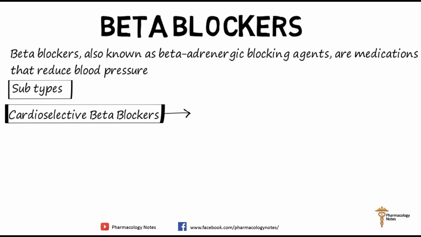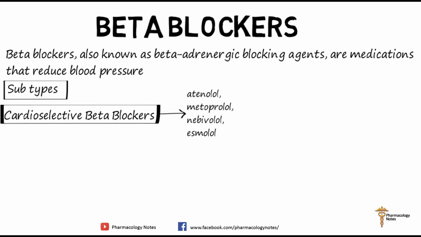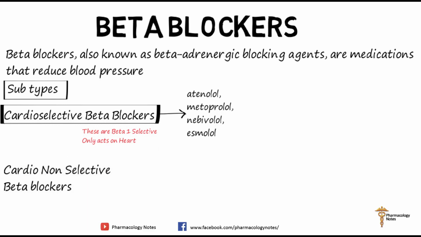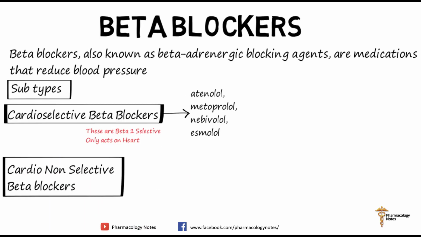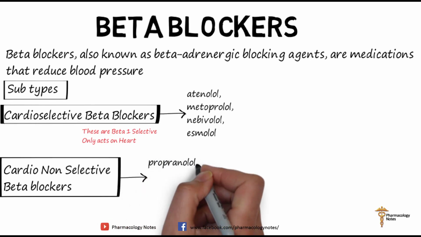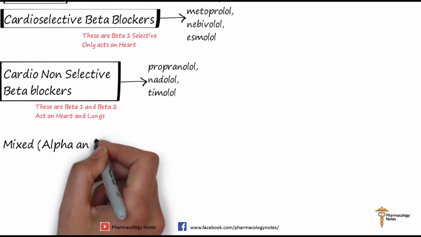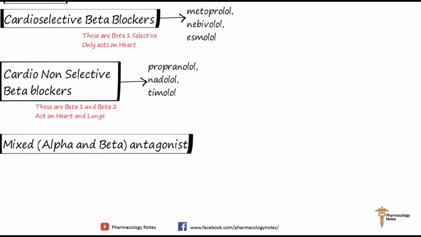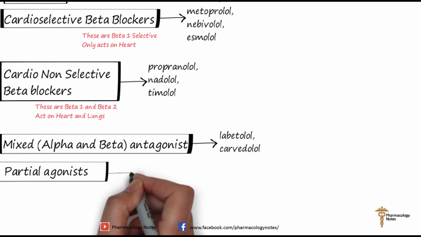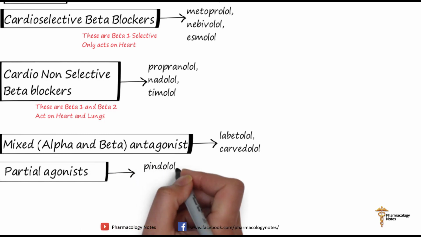Subtypes: cardio-selective beta blockers include atenolol, metoprolol, and nebivolol. They act only on the heart. Cardiac non-selective beta blockers act on the lungs as well. They include propranolol, nadolol, and mixed alpha and beta antagonists like labetalol and carvedilol. There is another category, partial agonists like pindolol and acebutolol. They stimulate mildly when the receptor is inactive and inhibit when the receptor is active.